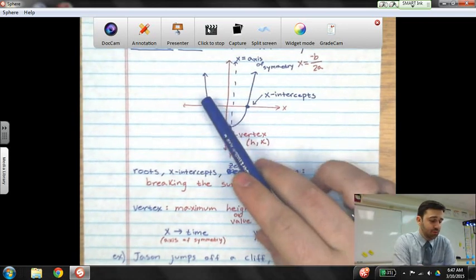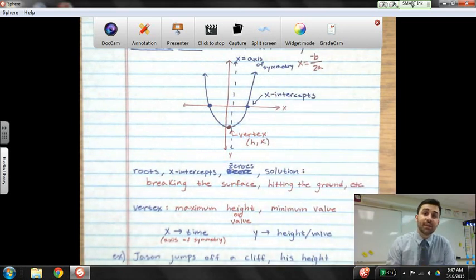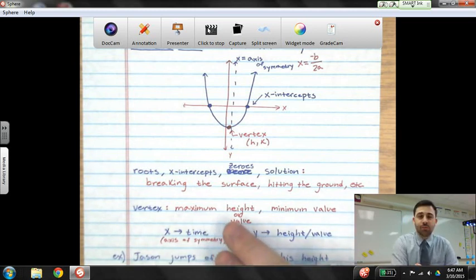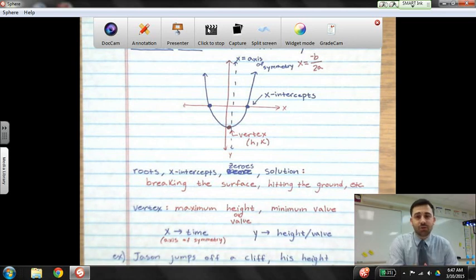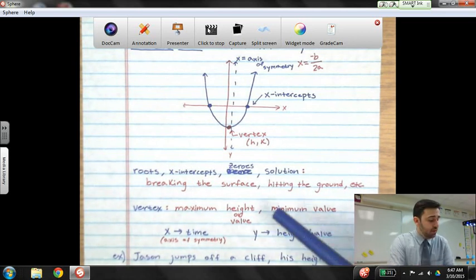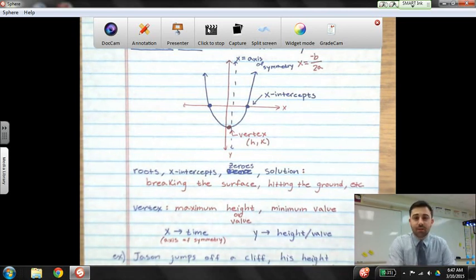These are the two areas, or one area, or in some cases no area, where the parabola crosses the x-axis. For our purposes in modeling quadratics, it's typically going to be one or two x-intercepts, and it will be phrased in the problem as asking when an object will be breaking the surface or when it will hit the ground. The vertex is going to ask us for a maximum height or value, or a minimum value, and we'll be asked to pretty much find the vertex.